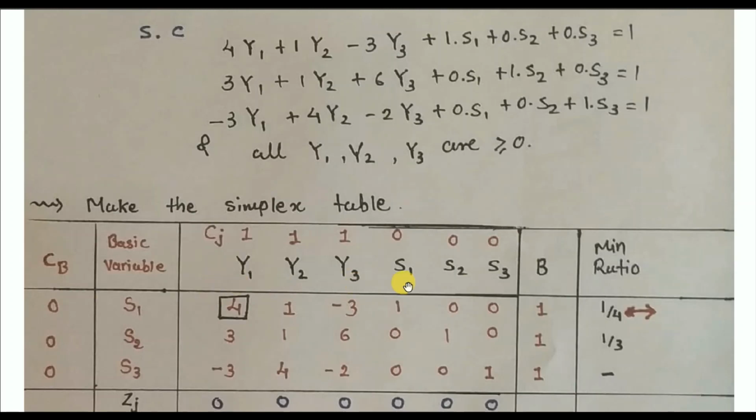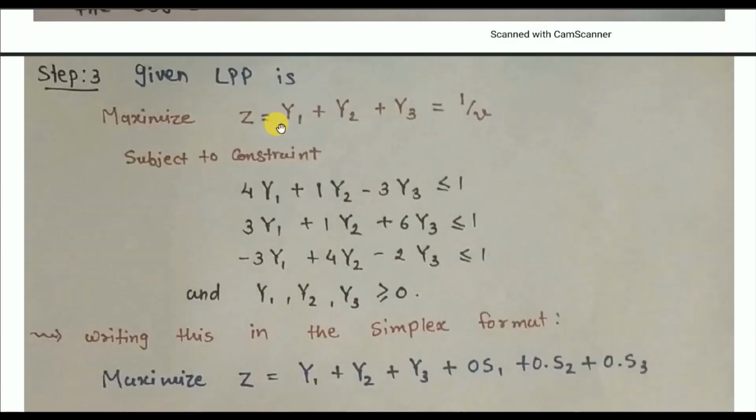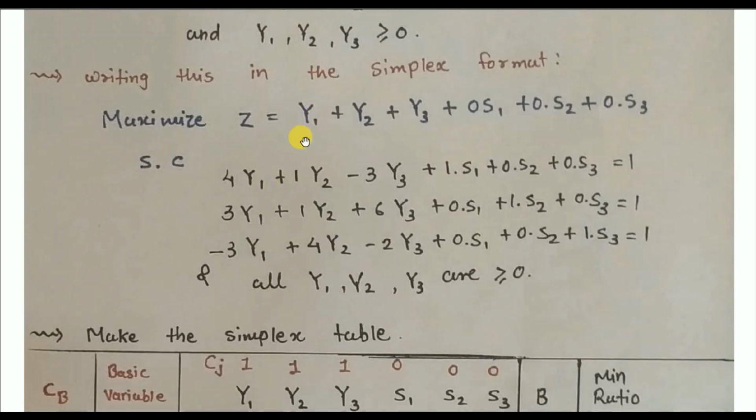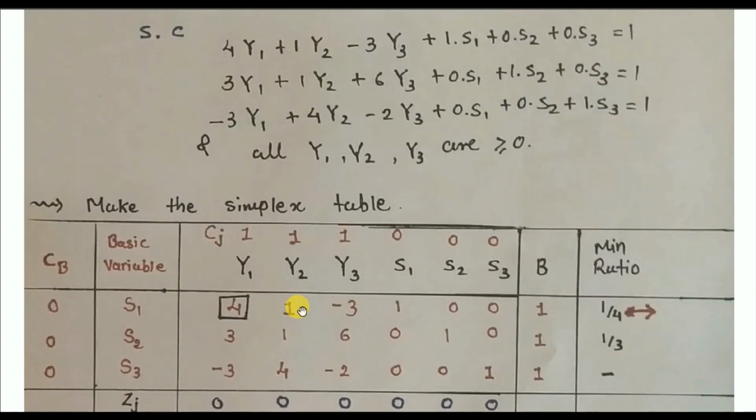Here the coefficients of y1, y2 and y3 in the objective function are 1, 1, 1. So we write it down here as Cj, 1, 1, 1, and the coefficients of s1, s2, s3 are also 0, 0, 0. Now these are our basic variables s1, s2 and s3, and their coefficients are 0, 0, 0, and all these three equations are here.